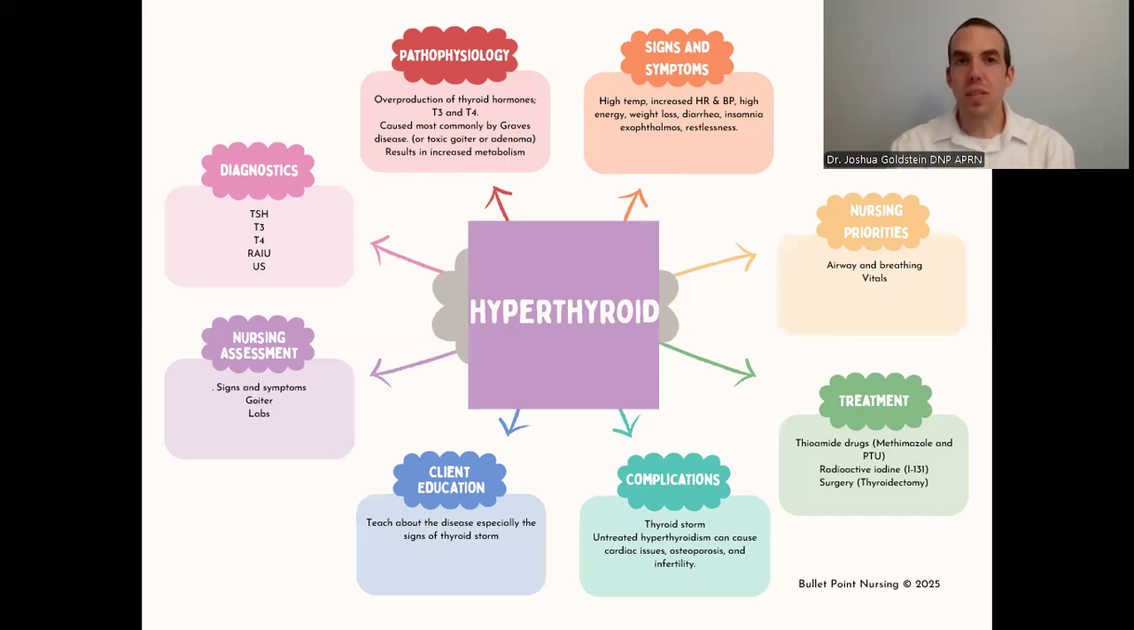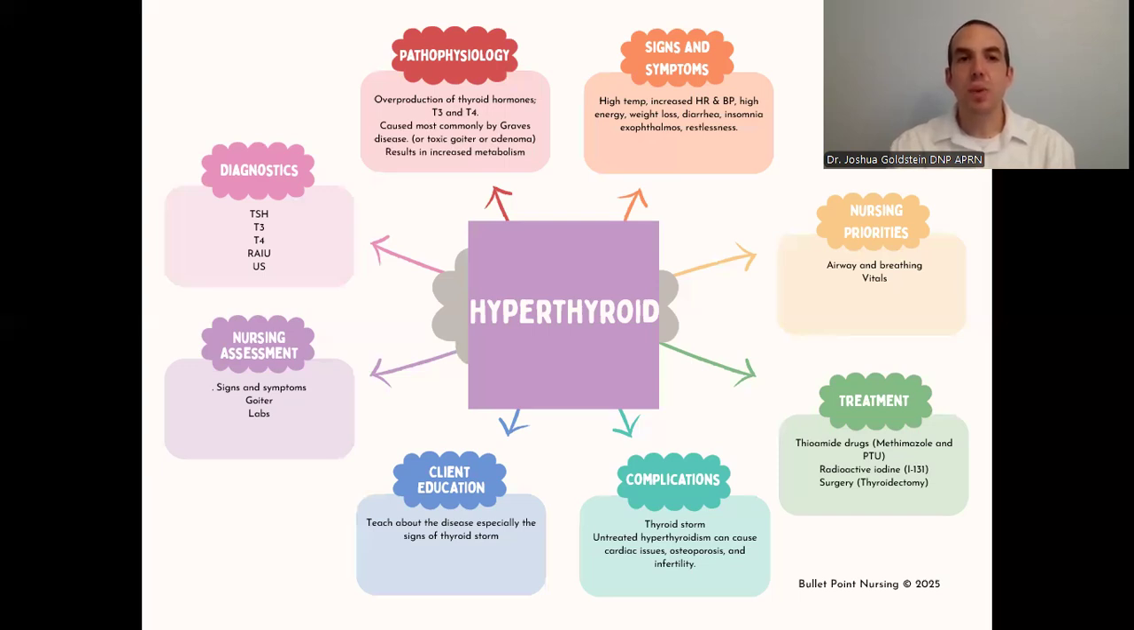All of this results, again, to summarize the patho, in increased metabolic rate of nearly all of our body systems. So what happens? Signs and symptoms: we have high temperature, high heart rate, high blood pressure, high energy level. We do have weight loss because the body's burning off a ton of energy. We can end up with diarrhea, insomnia, exophthalmos, which is a bulging of the eyes, and restlessness.